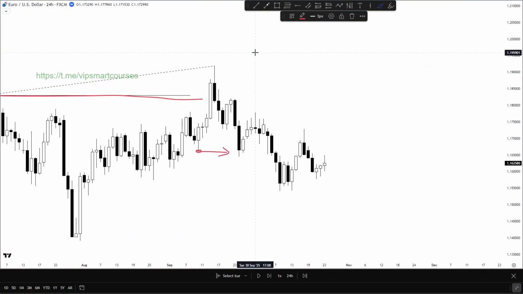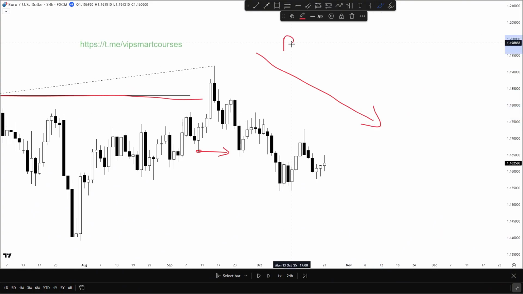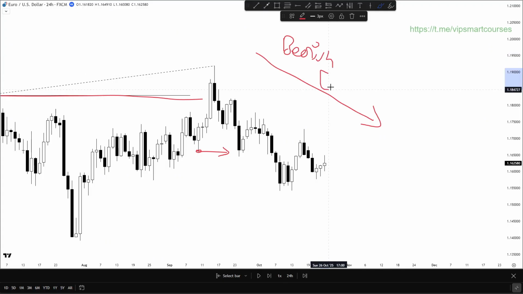Okay, so now let me just quickly summarize this. The directional idea is bearish, and we are expecting, or you could say that our anticipation for price is to have a bearish expansion lower.